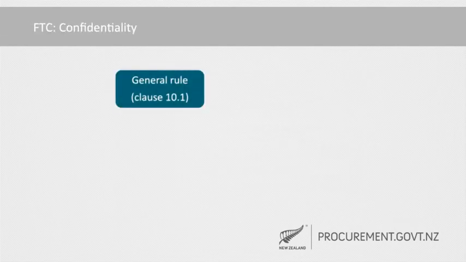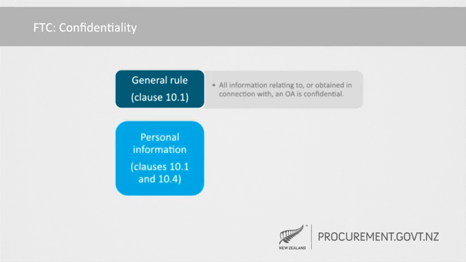This section is about how confidentiality will be maintained and how confidential information will be handled. The general rule is that all information relating to or in connection with an outcome agreement is confidential. This is deliberately wide. If either party wants to disclose confidential information, they need the consent of the person who owns or provided the information.